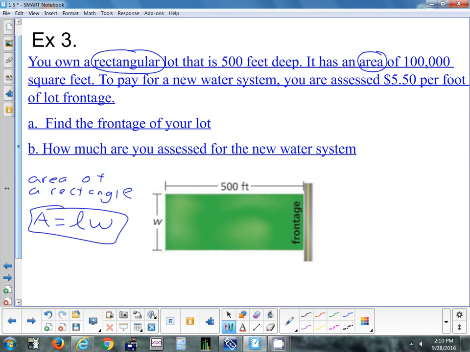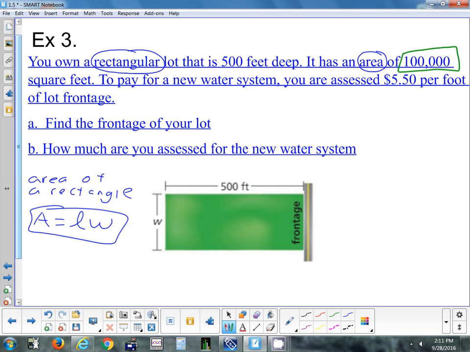Okay, now I'm going to look at that formula, and I'm going to see if I can figure out what I already know and what I don't know. Okay, A stands for area. If you read through the problem, did they tell me the area? What do you think? Yeah, Nini? Yeah, they tell me the area. What's the area? 100,000. Right there.